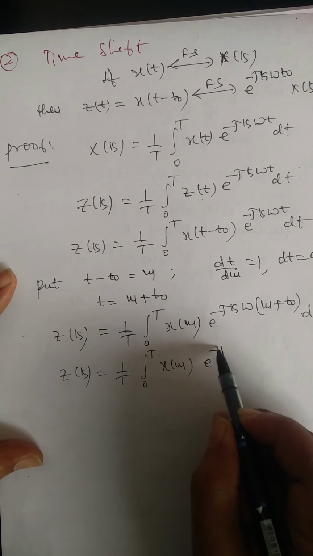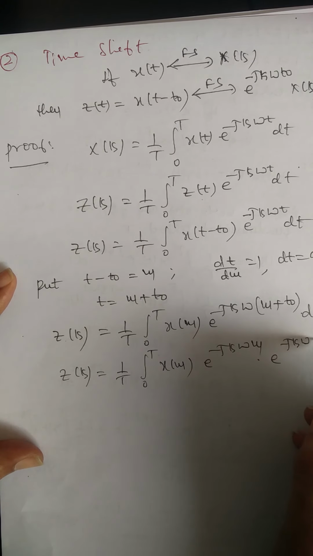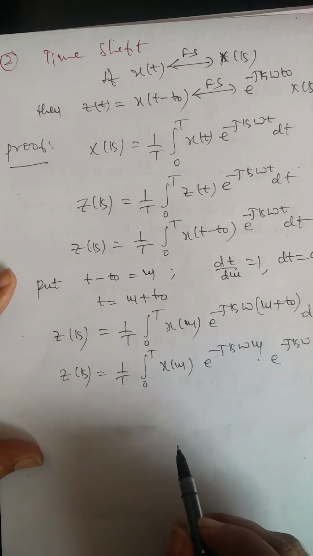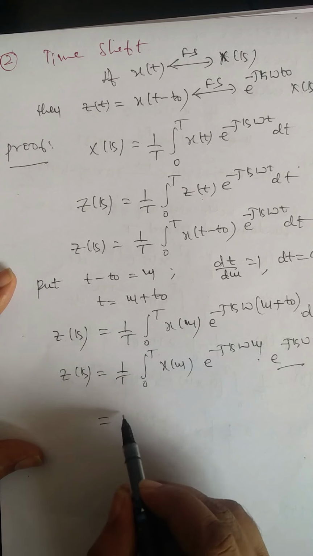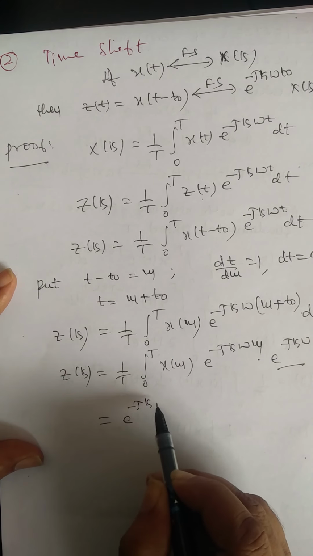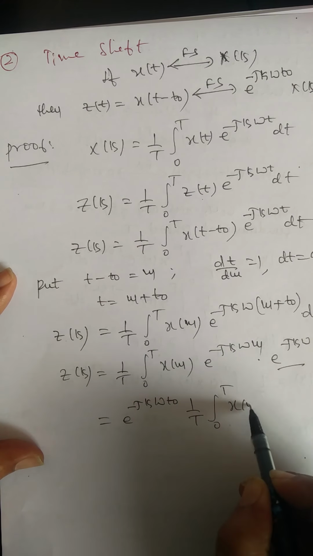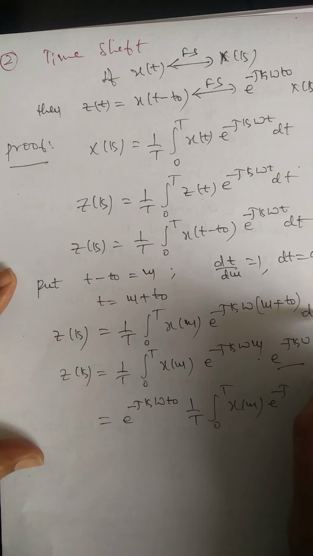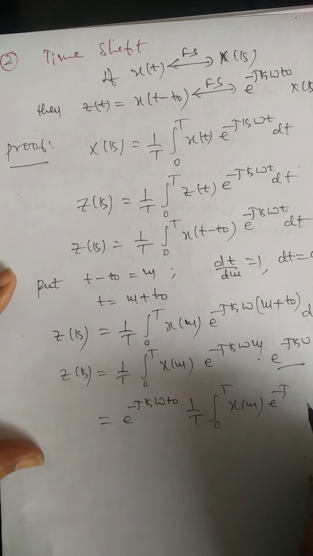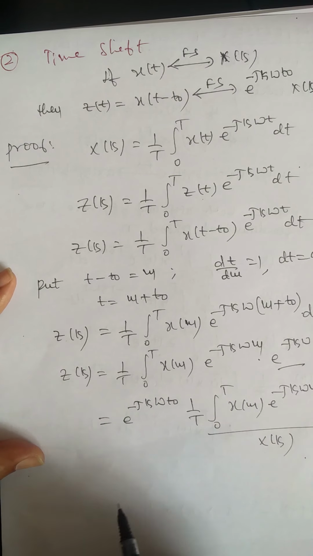x of m e to the power of minus j k omega into m, e to the power of minus j k omega into t naught into dt. This can be written as e to the power of minus j k omega into t naught. You can take it outside. It is e to the power of minus j k omega t naught, 1 by T integral of 0 to T x of m e to the power of minus j k omega into m into dm. This is nothing but x of k.